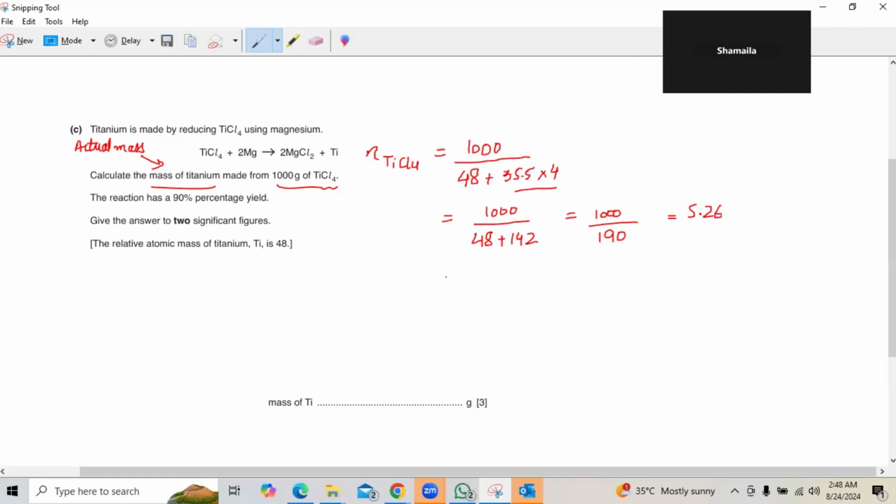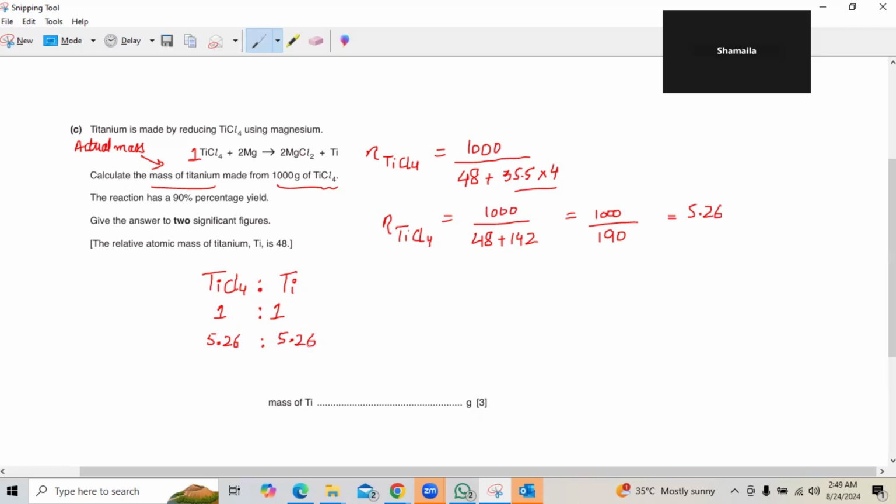5.26. So now we are having the moles of TiCl4, but we have to find the moles of titanium. So we know the one which we want to find, we are going to put it on the right hand side. So this is titanium. So let's see it from the equation. So equation के 1 mole is producing 1 mole of titanium. So this is 1 mole. So if we have calculated this is 5.26, then for titanium is also 5.26.